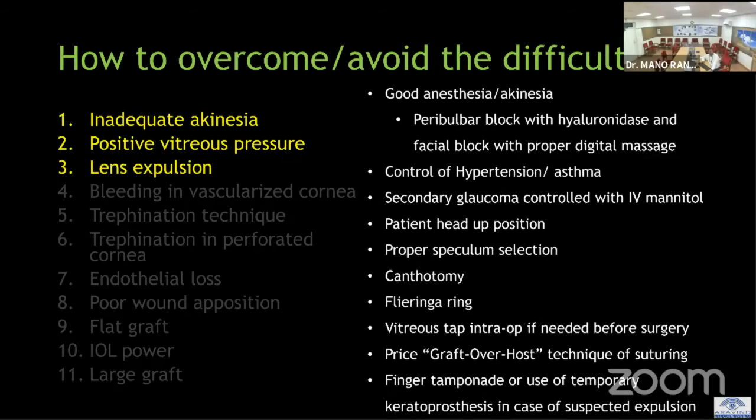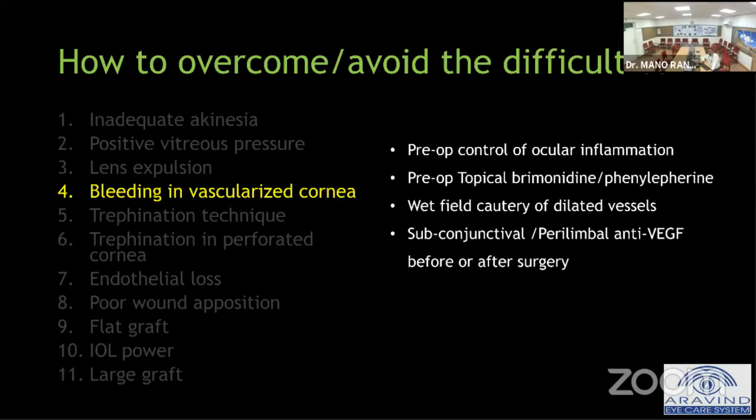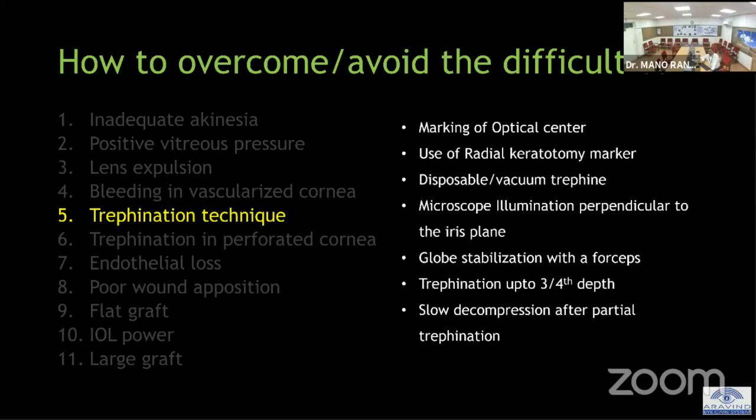Bleeding from vascularized corneas can be handled pre-operatively by using brimonidine or phenylephrine drops, or by controlling the ocular inflammation. Wet field cautery can be done, and subconjunctival or perilimbal Avastin is given by some surgeons before, during or after surgery. Trephination technique difficulties can be a big challenge during the surgery.